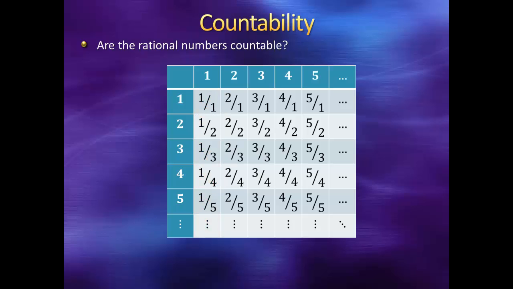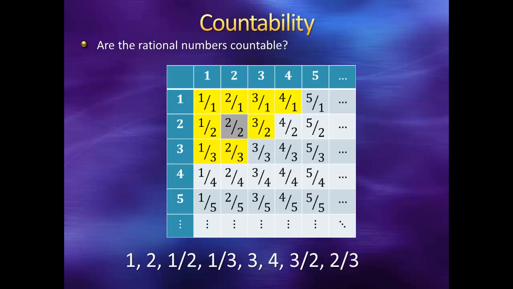But look at this. What if we start at 1 over 1, which is 1, then move 1 over to the right, we'll be at 2 over 1, which is 2. Now move diagonally down to the left, 1/2. Now down, 1/3. Now diagonally again up and to the right, 2 over 2, which is 1. We've already listed this one, so we'll leave it out. Up and to the right again, 3 over 1, which is 3. Now right again, 4 over 1, which is 4. And now you start to see the pattern that's forming.